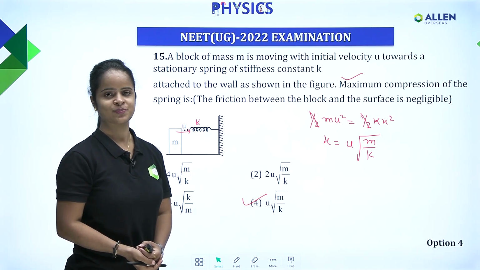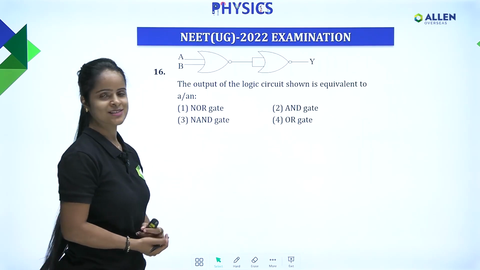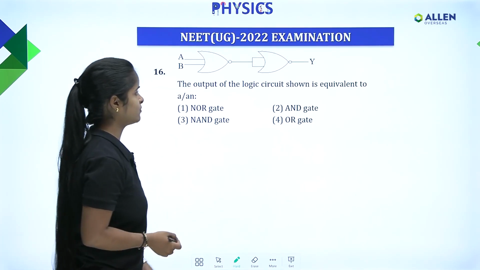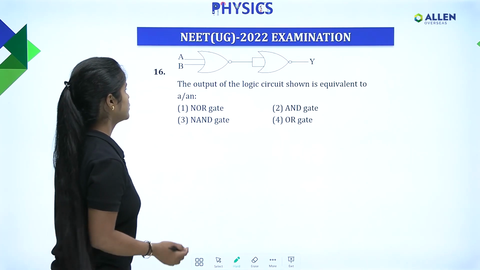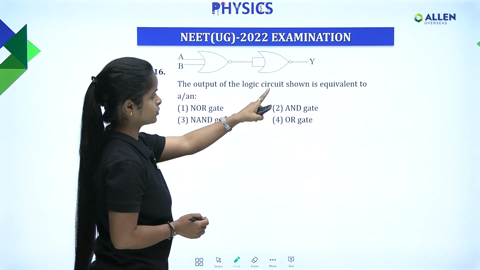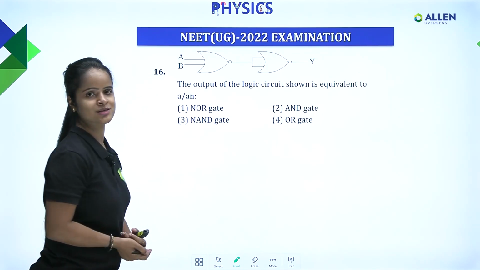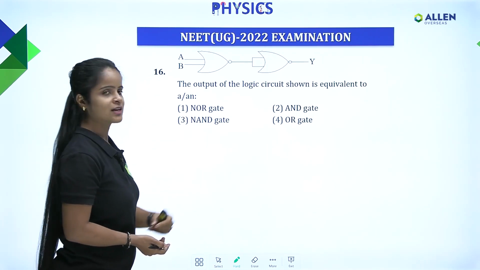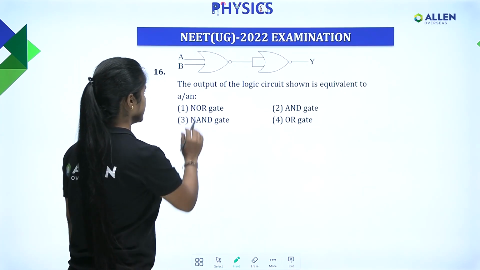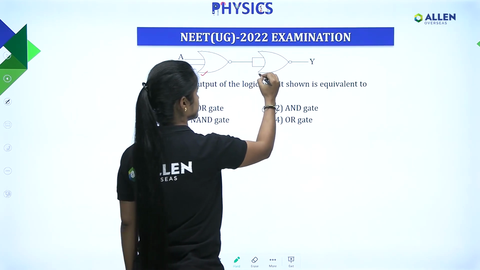Now we are going to discuss question number 16, based on logic gates, right? Here you can see we have some logic gates. In this situation, the output of the logic circuit shown is equivalent to a or an, like you can't judge the answer by looking at the options, right? So here, as this is a NOR gate, right? This is also a NOR gate.